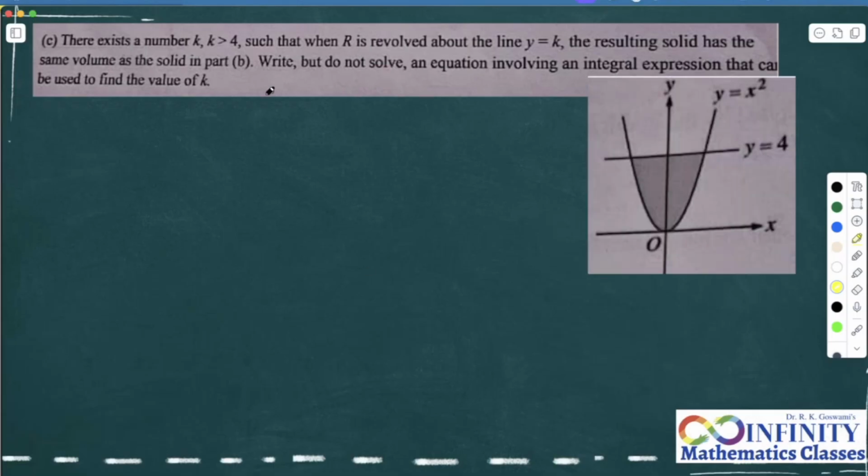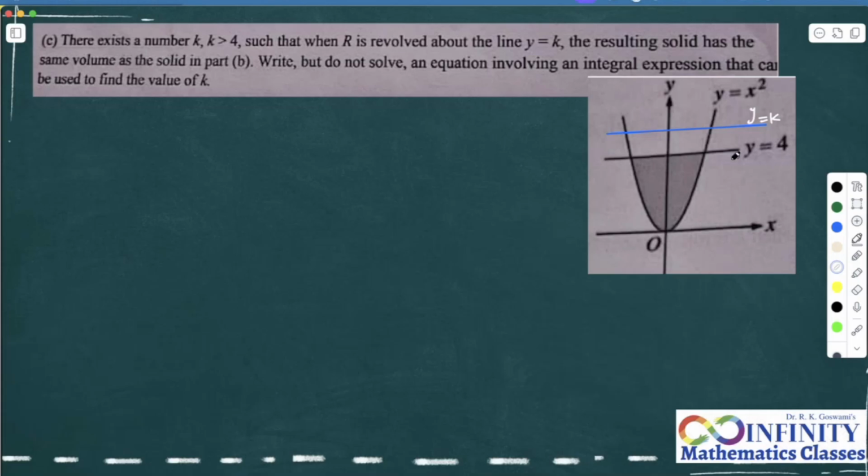There exists k bigger than 4 such that when R is revolved about the line y equals k, the resulting solid has the same volume as the solid in part B. So I'm expecting a line like this, which is going to be y equals k. It is also horizontal, am I right? Right. But do not solve an equation involving an integral expression that can be used to find the value of k. Perfectly okay.